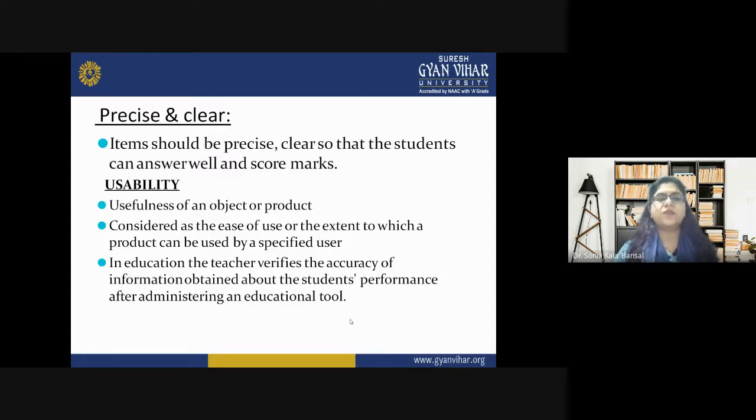Then let's discuss the usability of the test. Usefulness of an object or product is very important, considered as the ease of use or the extent to which a product can be used by a specified user. So in education, the teacher verifies the accuracy of information obtained about the student's performance after administering an educational tool. So usability is also very important when we are testing.